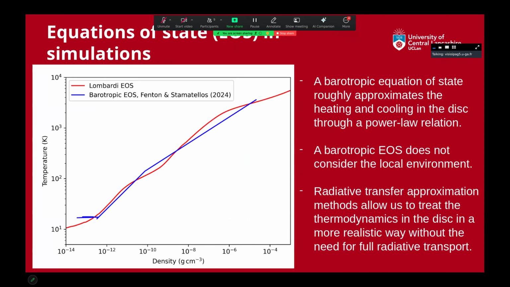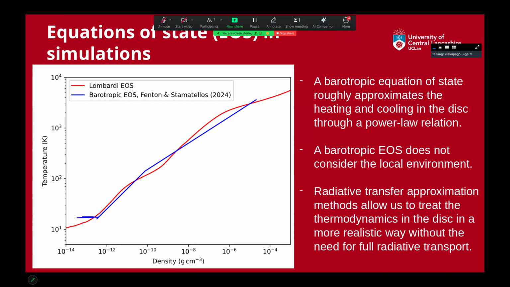However, one caveat with Stamatellos 2024, and something that I'm glad to see a lot of people considering a bit more now, is they made massive simplifying assumptions with regards to the equation of state they used to govern the heating and cooling in our simulations. So they used, and I believe it's still quite common, a barotropic equation of state. And a barotropic equation of state only roughly approximates the heating and cooling of the disk through assigning a parallel relation between temperature and density.